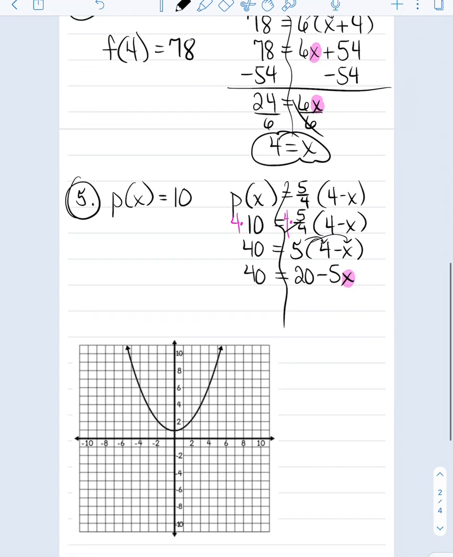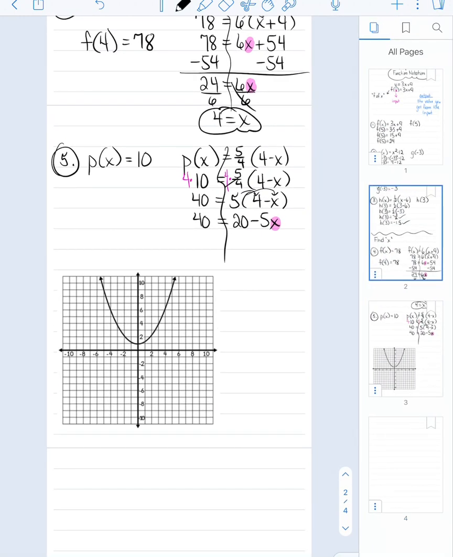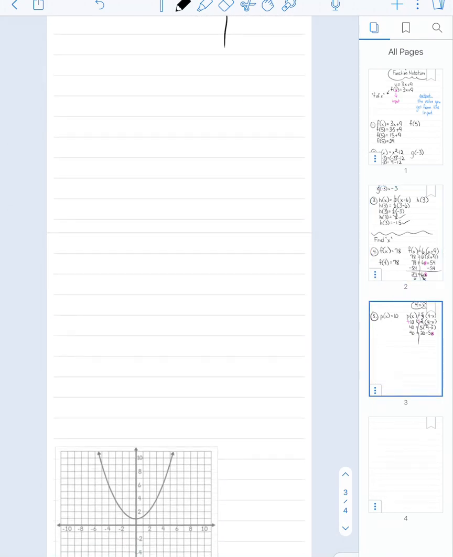Give me just a second. Let me add another page and move this picture. We're going to use that a little bit later.